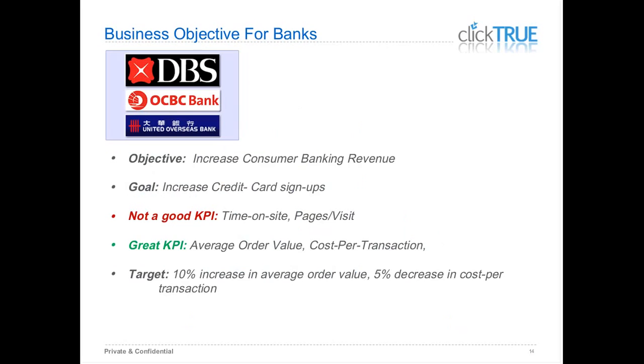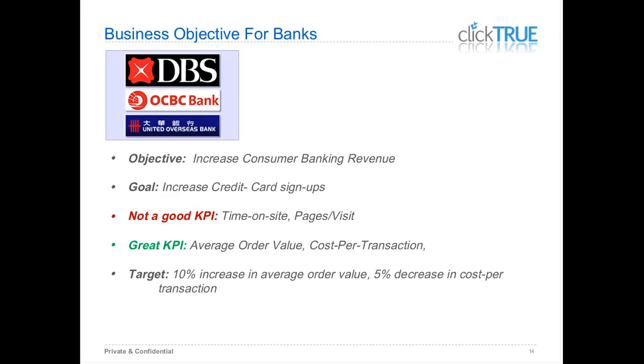Can we go to the DBS perhaps quickly, the DBS example you were throwing in? You were mentioning here that not so good KPIs are time on site and page visits compared to better ones like average value and cost per transaction. How did you come to these KPIs? I mean, were they aligned with other objectives, or why you believe that time on site and page visits are not good KPIs actually in this case?